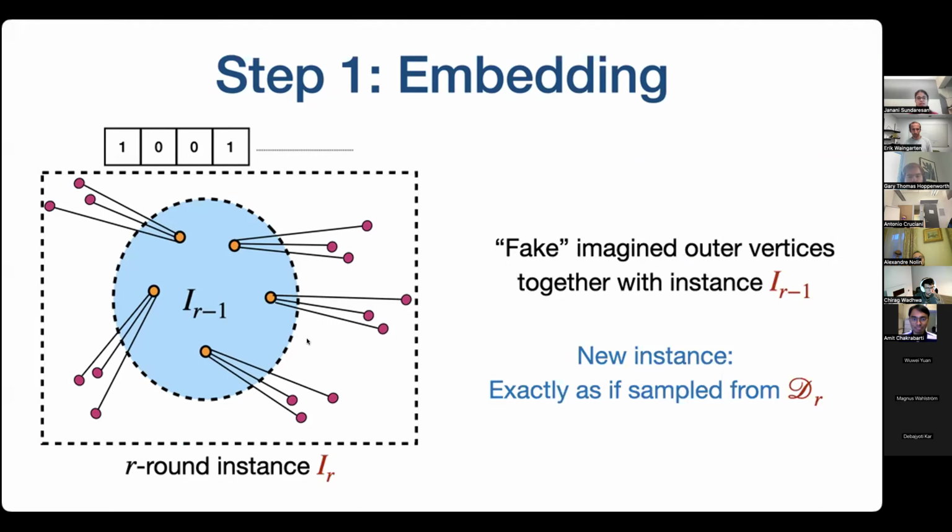And all of these pink vertices are going to be fake imagined outer vertices, which together with this I_{R-1} that we had is going to give you this instance I_R. So it's going to be as if this I_R is exactly sampled from the hard distribution D_R we had for R rounds.